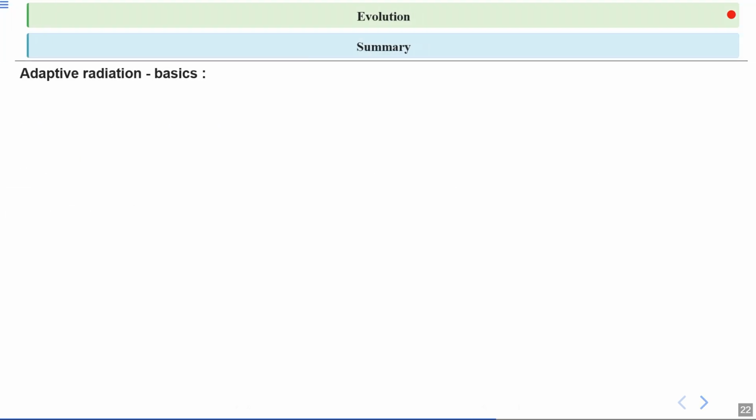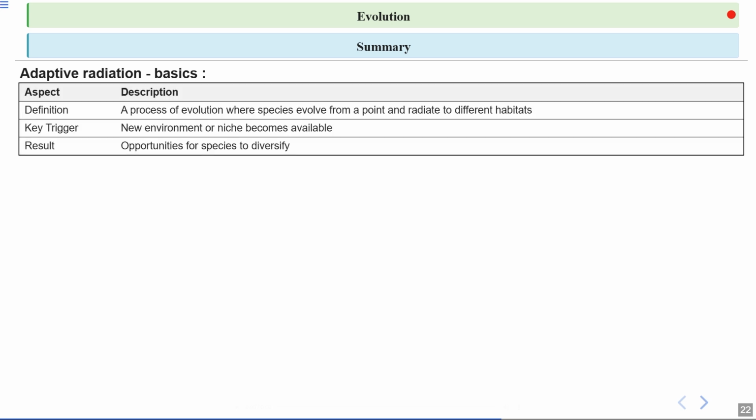Okay, now let's summarize this entire session. We talked about adaptive radiations. What is the definition of adaptive radiation? A process of evolution where species evolve from a point, meaning from a common ancestor, and radiate to different habitats. So there is a common ancestor, and from this common ancestor, different species are radiating because they are adapting to the different habitat.